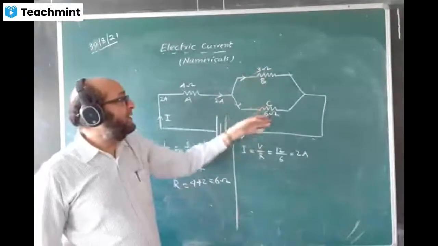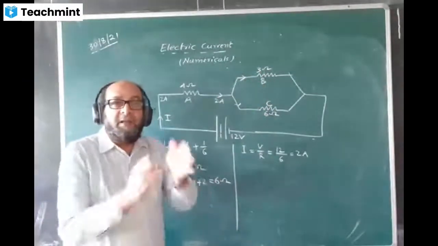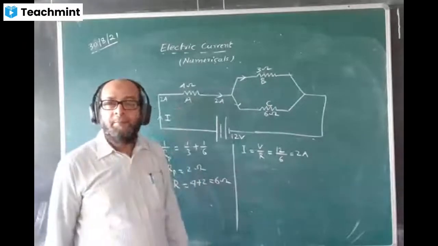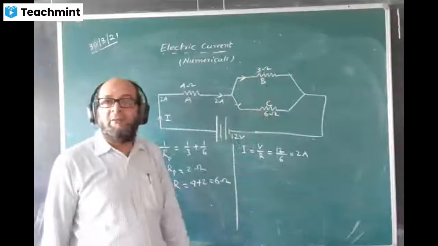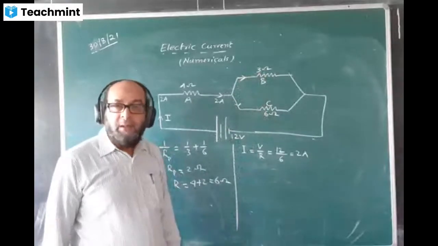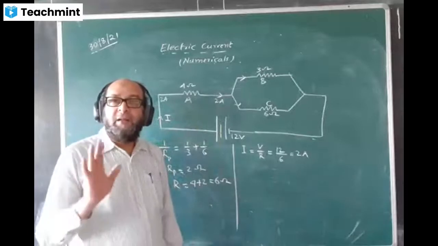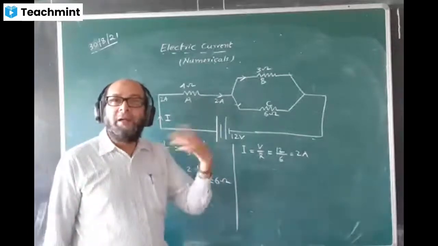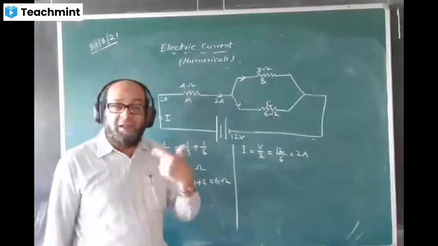No, the resistances are different. If the resistances are equal, then the current will be equally divided, half and half. But here the resistance is different. This is 3 ohm, this is 6 ohm. How can the same current flow? Less resistance will allow more current, and more resistance will allow less current to flow.